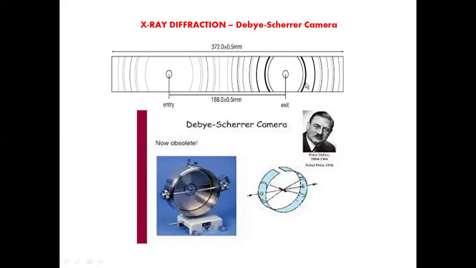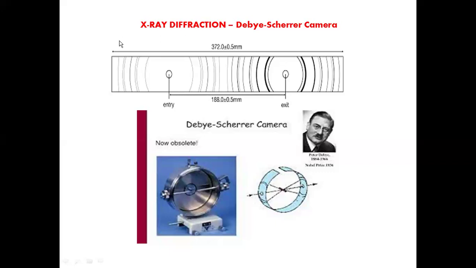You can see here that this hole is called the entry hole. This is called the exit hole. The entry hole is the hole where the X-rays enter this camera and fall on the sample. And at the exit hole, X-rays escape out of this camera. So in this way, X-rays are generally used to study crystalline solids.